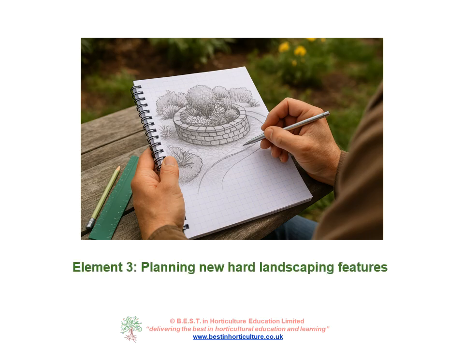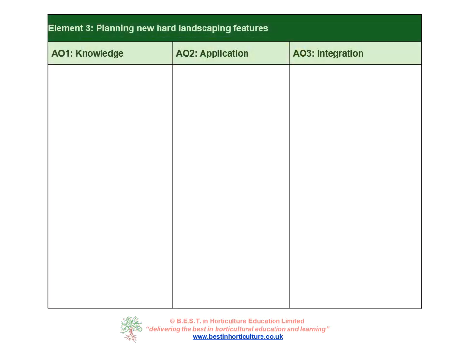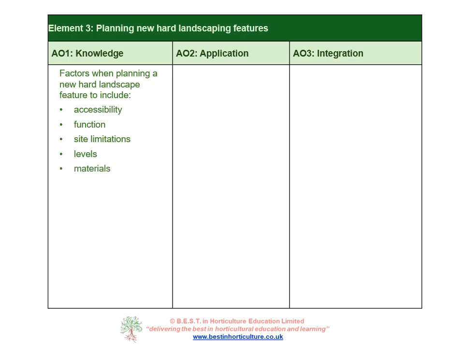In this presentation we'll be looking at element 3, which concerns the planning of new hard landscaping features. For this element, for the knowledge component, you'll need to know about the factors when planning a new hard landscape feature, and these need to include accessibility, function, site limitations, levels, materials, aesthetics, maintenance, complexity of construction, as well as cost, carbon footprint and environmental impact.